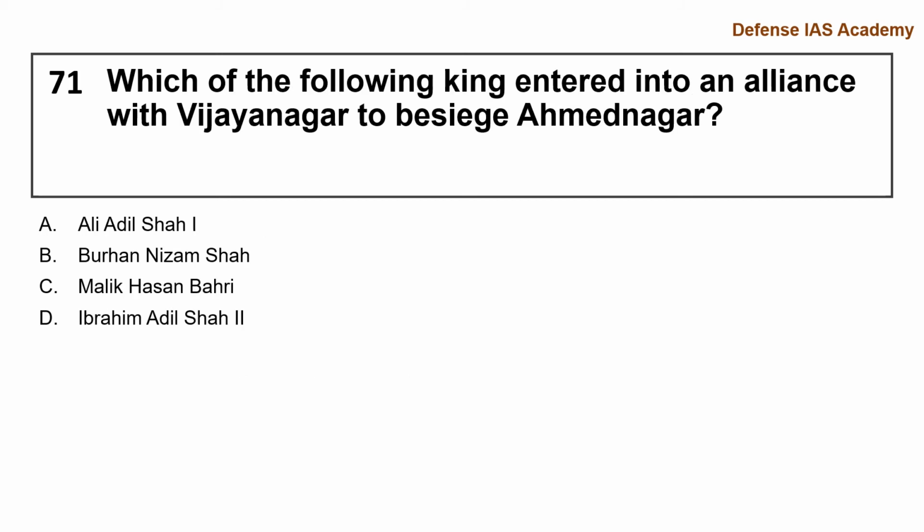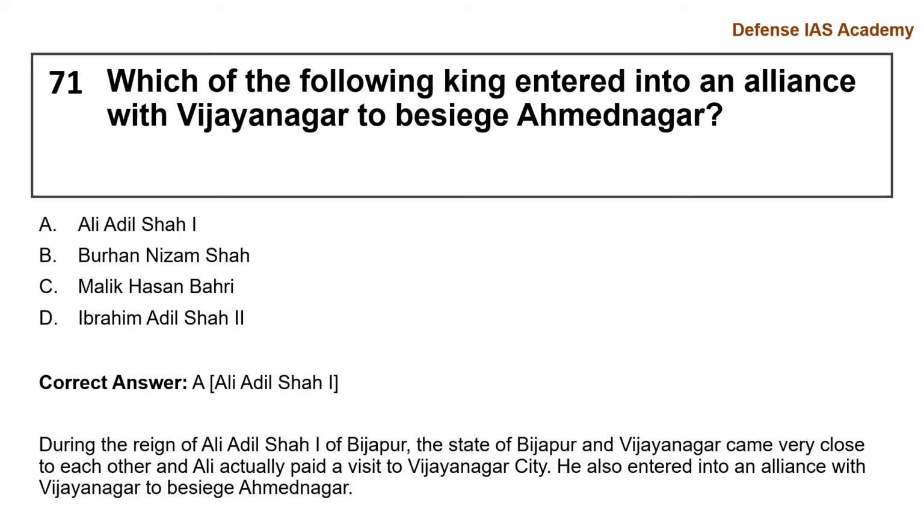Question 71. Which of the following king entered into an alliance with Vijayanagar to besiege Ahmednagar? The correct answer is option A, Ali Adil Shah I. During the reign of Ali Adil Shah I of Bijapur, the state of Bijapur and Vijayanagar came very close to each other, and Ali actually paid a visit to Vijayanagar city. He also entered into an alliance with Vijayanagar to besiege Ahmednagar.